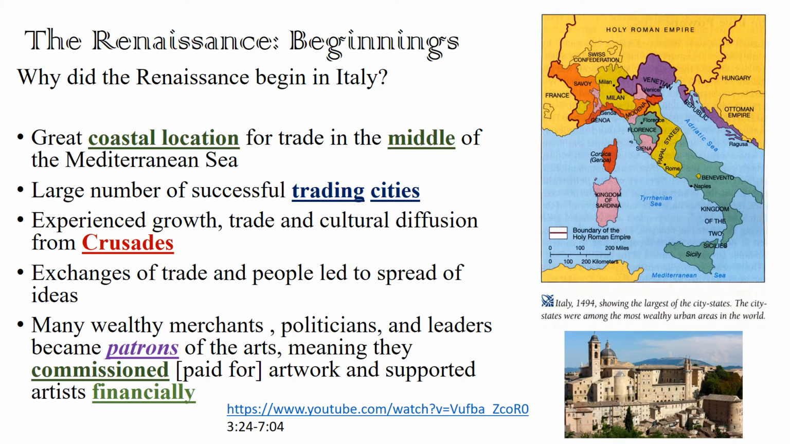So why did the Renaissance begin in Italy? Well, one, Italy, which is not a country at this time yet, in fact, it won't be a country until about 1870, but it has a great central coastal location in the middle of the Mediterranean. The same reason why the Romans were able to expand outward from Italy and conquer most of the Mediterranean Sea, making it into their empire.